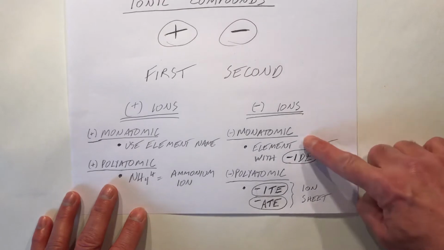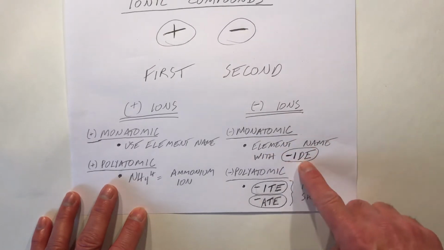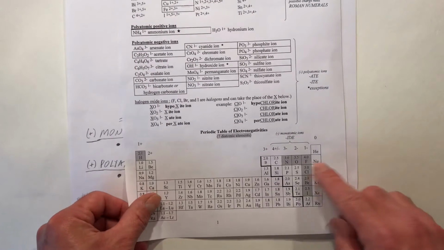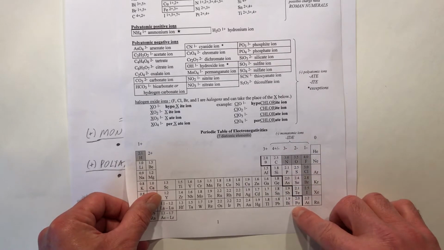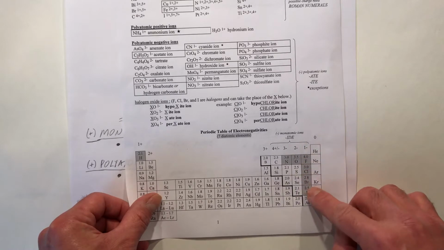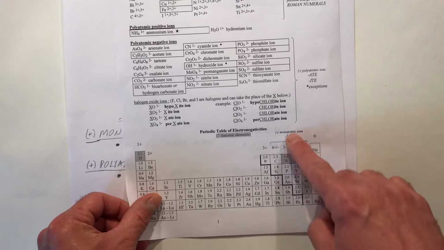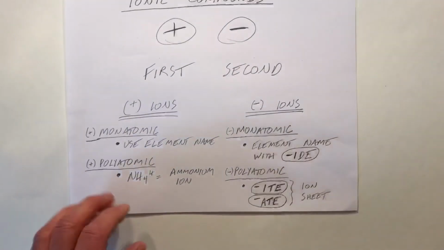For negative ions, if they're monatomic, we refer to the ion with the element name, but we change the suffix or the ending to IDE. So for example, N3- is nitride, P3- is phosphide, O2- is oxide, F1- is fluoride, S2- is sulfide, and so on. All of these negative monatomic ions would have IDE endings when they have those negative charges.